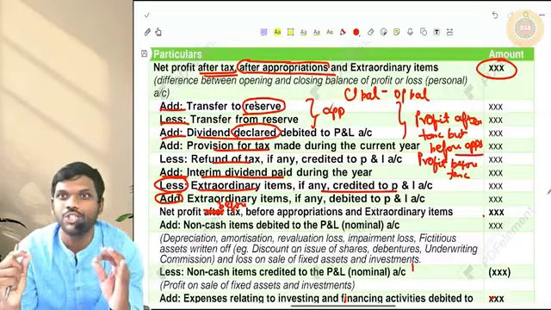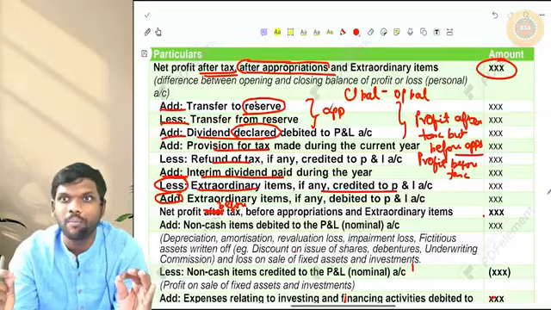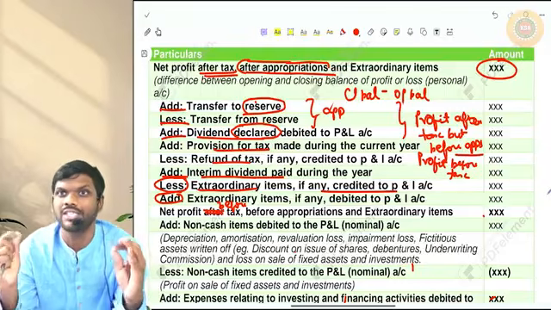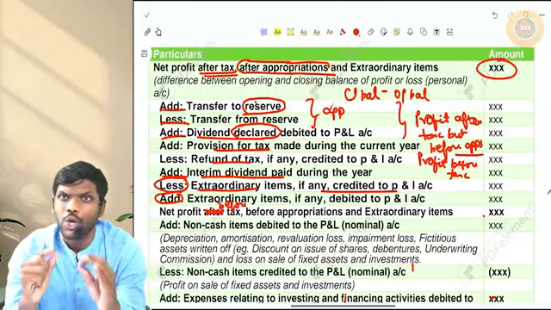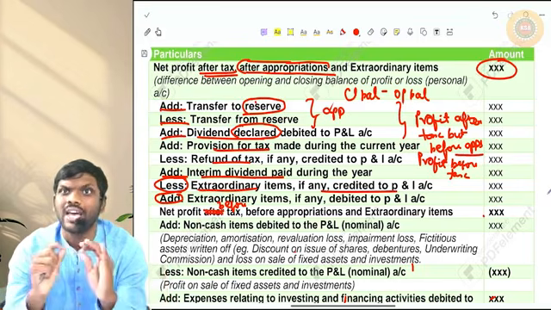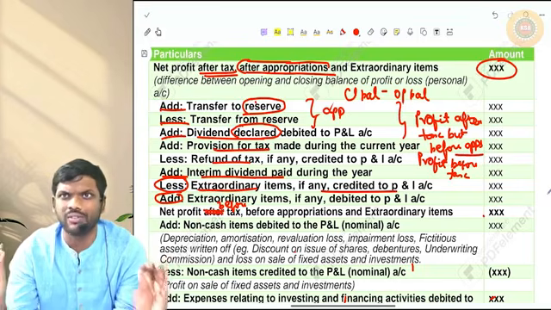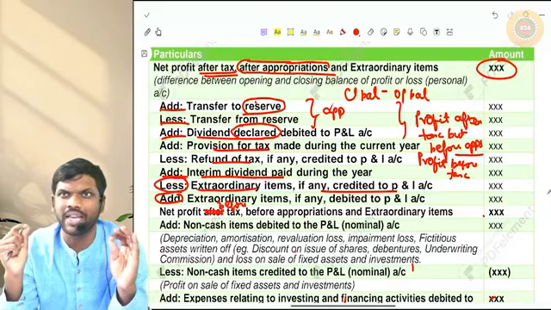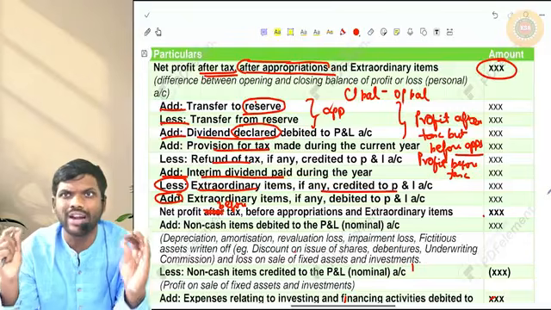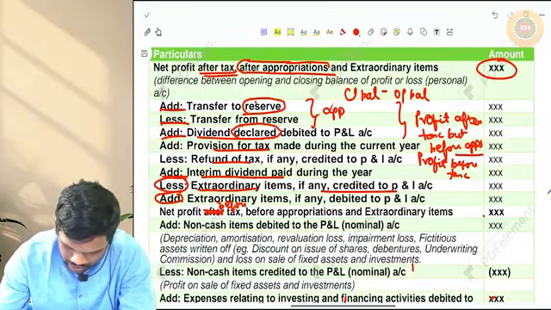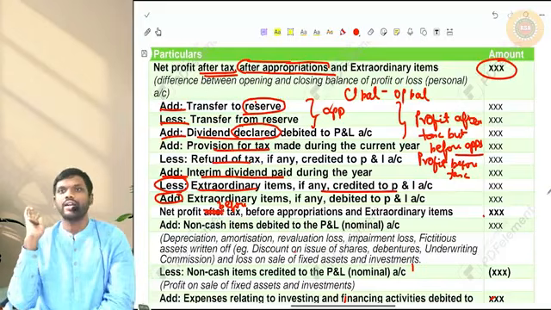So please ensure that from the starting point of net profit after tax, after appropriations, and after extraordinary items, you remove all these three: tax, appropriations, and extraordinary items. Sir, how to remember add or less? Very simple. If something is debited in P&L, to remove that, add. If something is credited in P&L, to remove that, subtract. Then you will get net profit before tax, before appropriations, and extraordinary items.